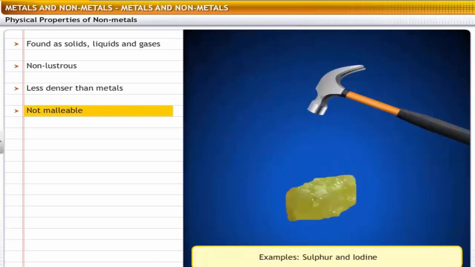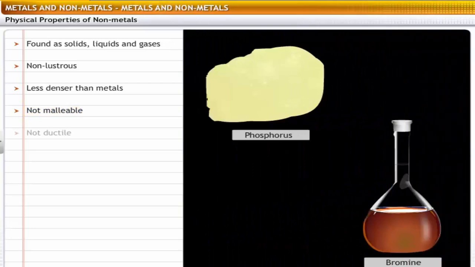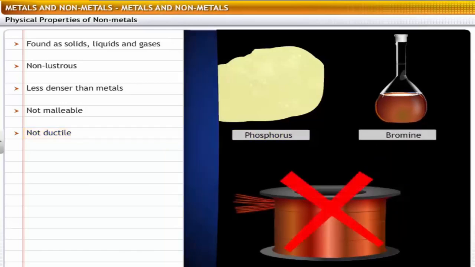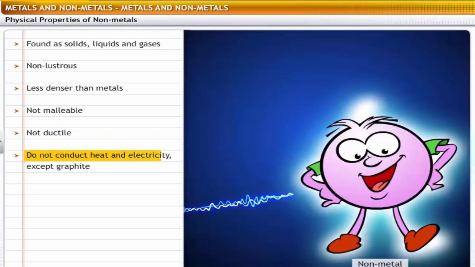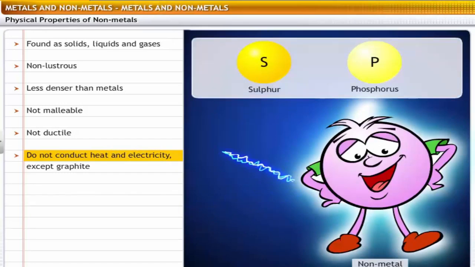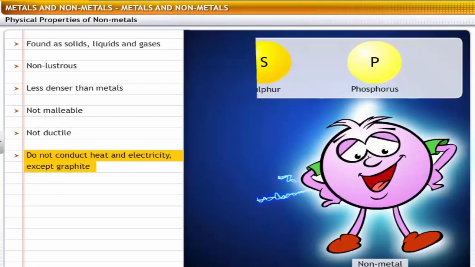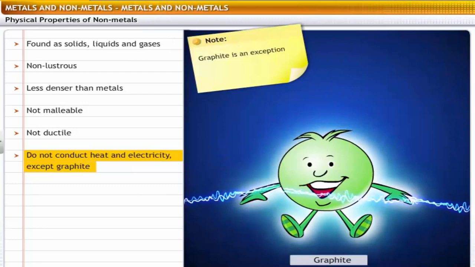Non-metals are non-malleable. For example, sulfur and iodine cannot be hammered into sheets. Non-metals, except for carbon fibers, are not ductile. For example, phosphorus and bromine cannot be drawn into wires. Non-metals are bad conductors of heat and electricity. For example, sulfur and phosphorus cannot conduct electricity. The exception to this property is graphite, which is a good conductor of electricity.